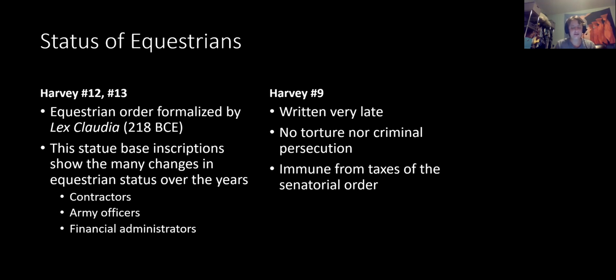In these statue-based inscriptions, we can see the different roles that equestrians played throughout Roman history, from contractors and army officers to financial administrators under the empire. Even more special status was granted to the equestrians much later, as Harvey's selection 9 shows. In 394 CE, as this document shows, equestrians were exempted from torture and criminal persecution and were immune from taxes placed on the senatorial order.